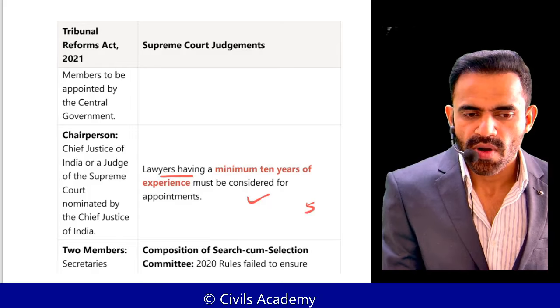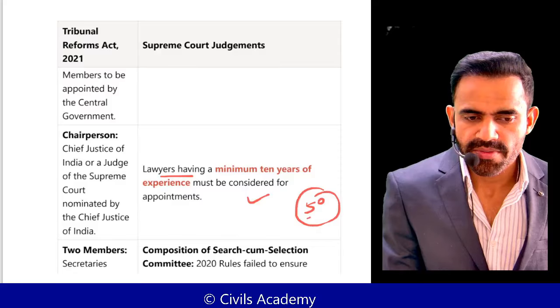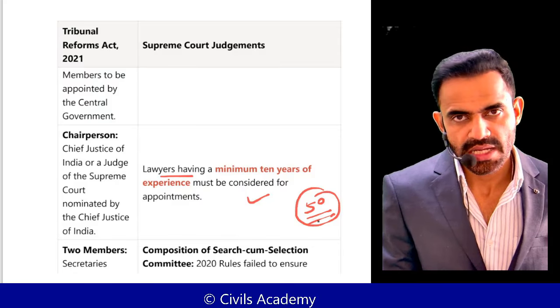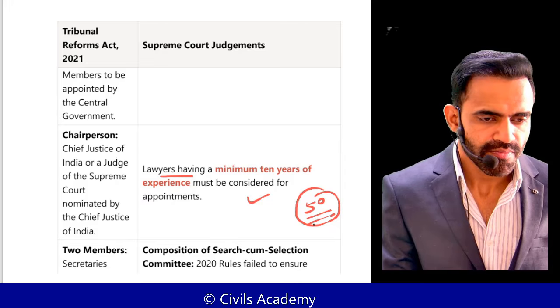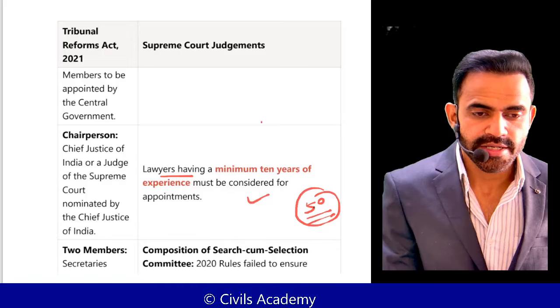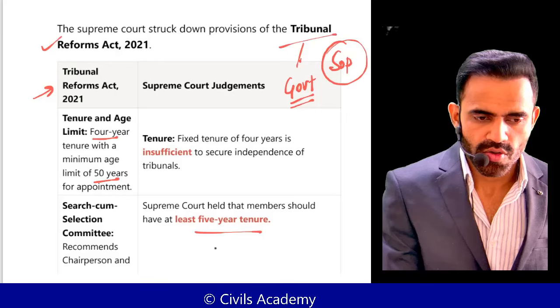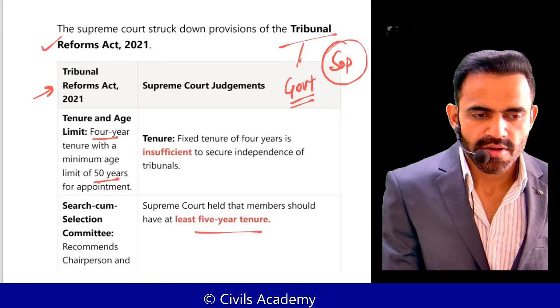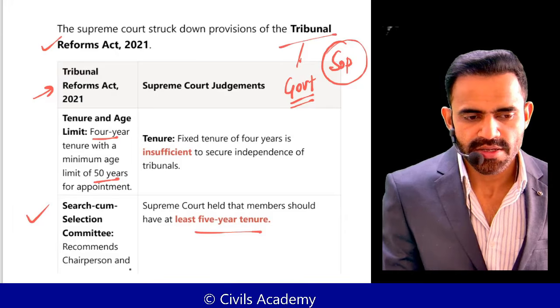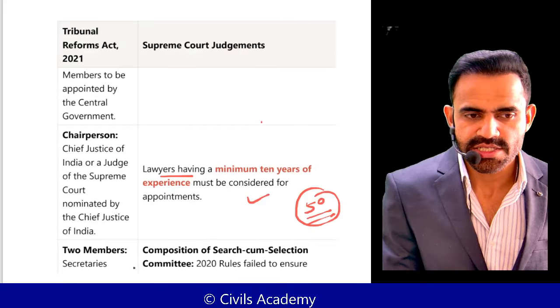Why fix this criteria of minimum 50 years of age? Why not allow young talent? That was the second argument. The third argument is related to the appointment, and that is the most important point. For the appointment there will be a search-cum-selection committee which will be chaired by the Chief Justice of India.